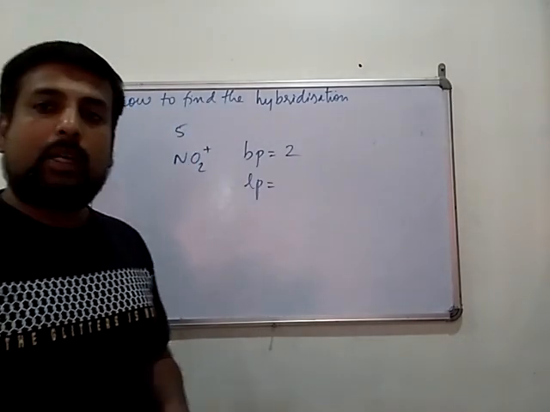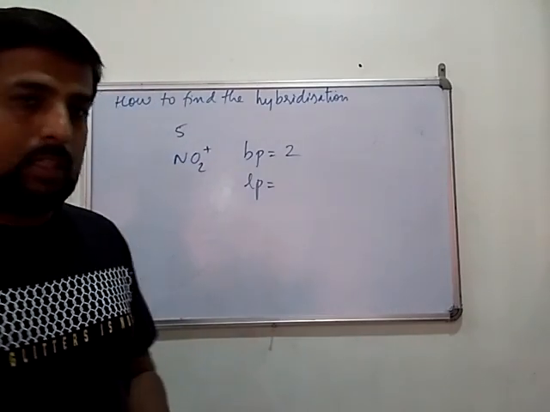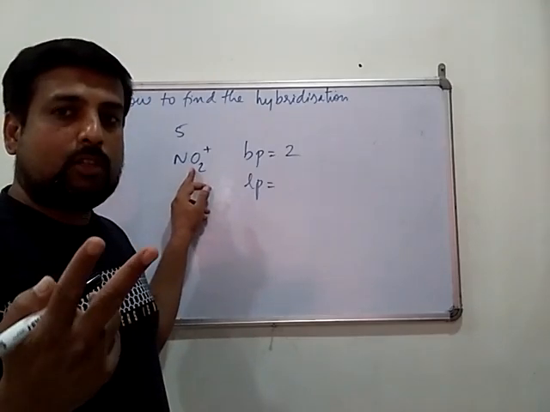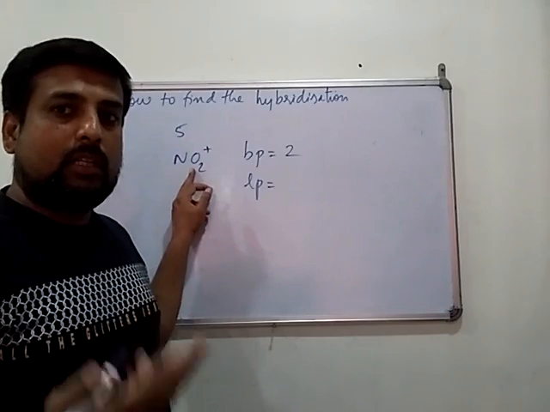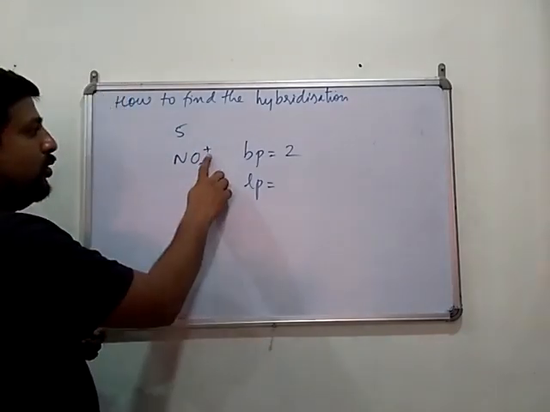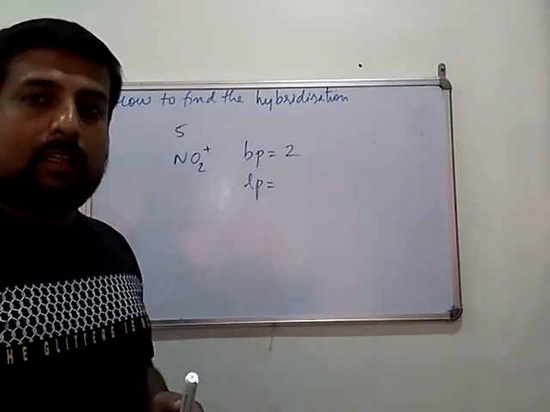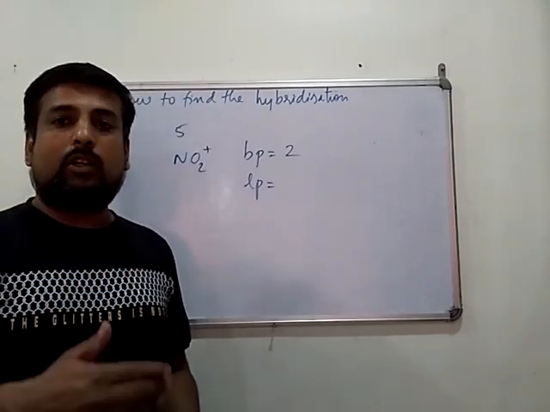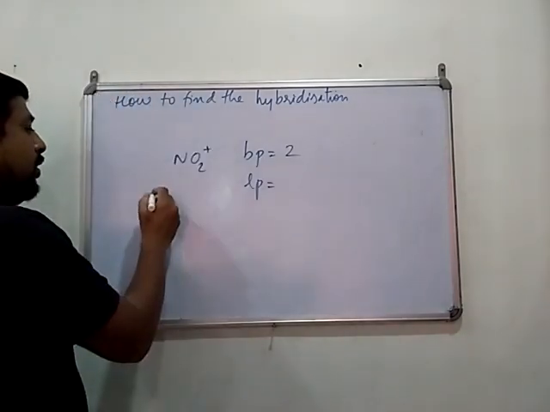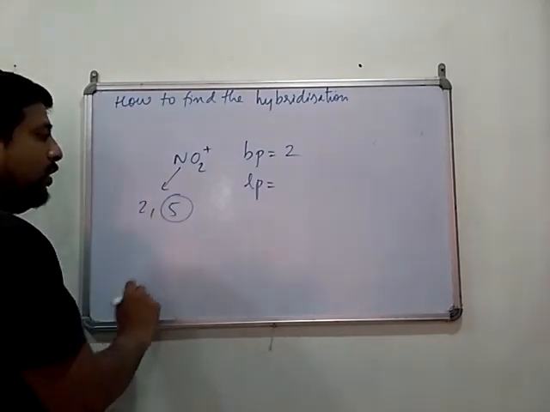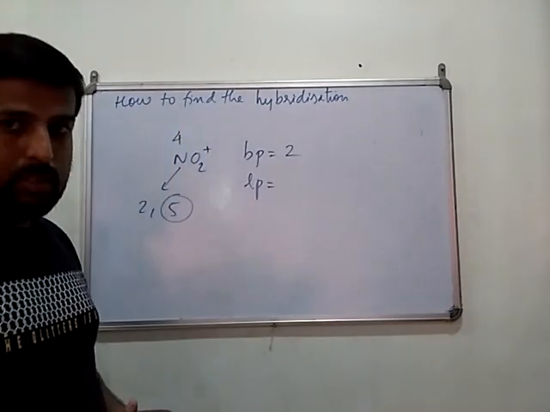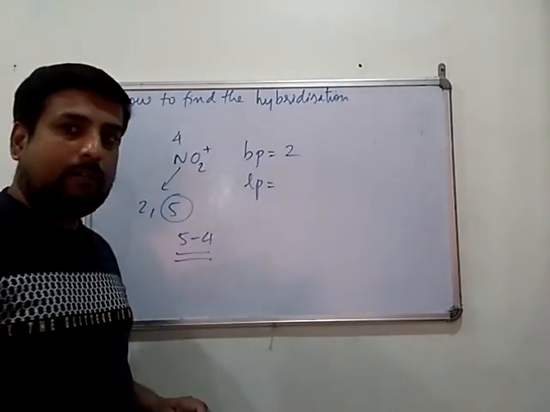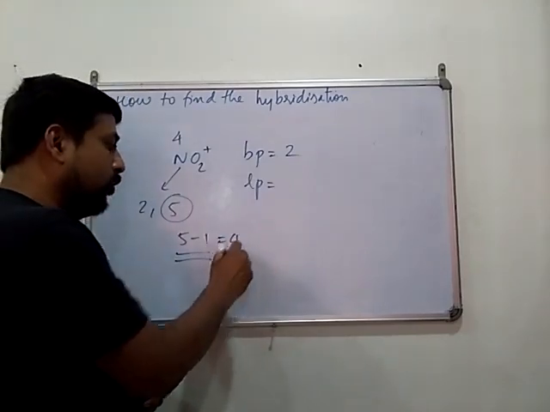Now out of these 5 electrons, how many are shared? That depends on the valency of the oxygen. Oxygen has valency 2, that means it is divalent. So for one oxygen atom, 2 electrons will be shared with nitrogen, and for 2 oxygen atoms it will share 4 electrons. But since it is a cation, you have to subtract from the outermost shell electrons a number equal to the charge of the cation. Nitrogen has 2, 5, but we will not take 5, we will take only 4, because the cation has 1 charge, so 5 minus 1, that is 4 electrons.